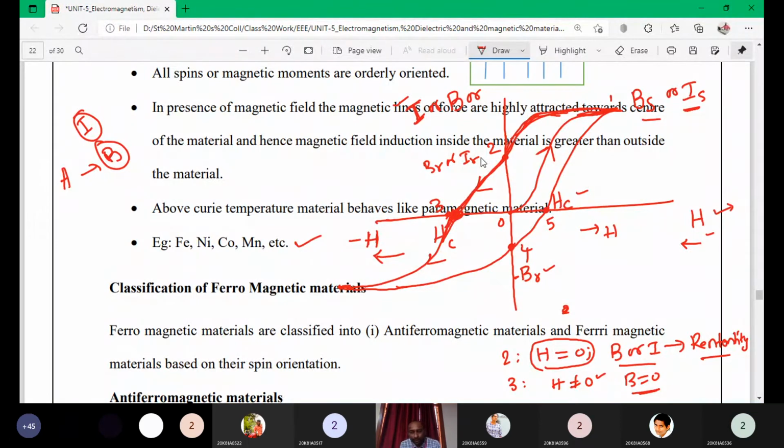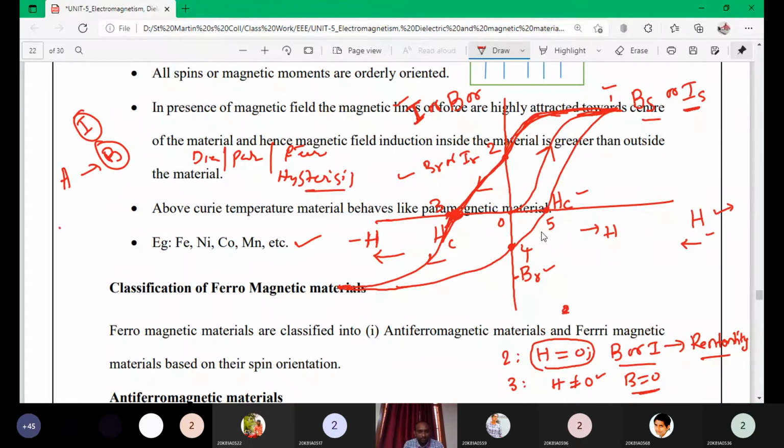Only ferromagnetic material shows this behavior. No para and no diamagnetic material will show this hysteresis curve. Only ferromagnetic material will show hysteresis behavior. So this is the hysteresis curve, very important. Whenever they ask dia, para, ferro, you write points for dia, para and ferro, but you have to draw this hysteresis loop, otherwise you will not get full marks. This is very important.